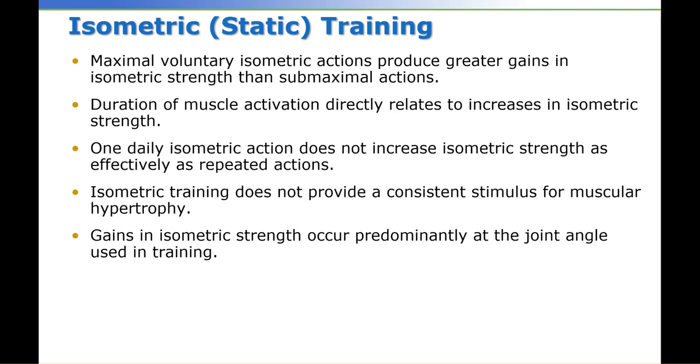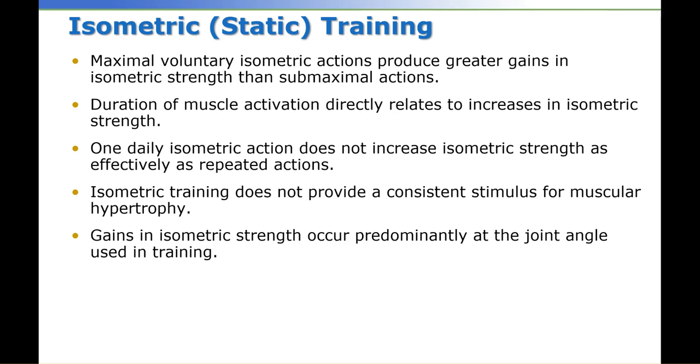So you have these things here, and it says also that one day of isometric action does not increase isometric strength as effectively as repeated actions, and isometric training does not provide a consistent stimulus for muscular hypertrophy, which is muscle size, diameter increase. Gains in isometric strength can occur predominantly at the joint angle used in training. This strength happens over a joint angle, so through the range of motion.